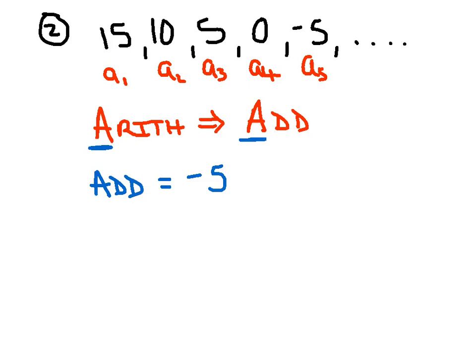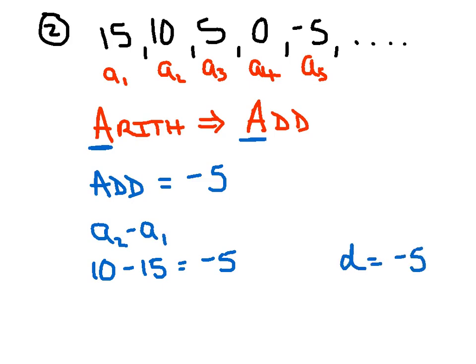Or the shortcut, if you ever get confused, you can always do a sub 2 minus a sub 1, which in this case is 10 minus 15. And you'll notice we're getting -5. If we were to say +5, we would be incorrect. So our final answer is that d equals -5.